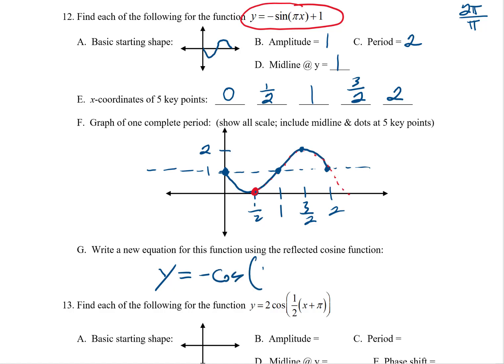But inside here, I'll have to use a phase shift. Specifically, it looks like I'm going to have to shift the graph 1/2 to the right if I want to use the ghost, if I want to use reflected cosine. The plus 1 will be the same. This equation would also generate the same picture.